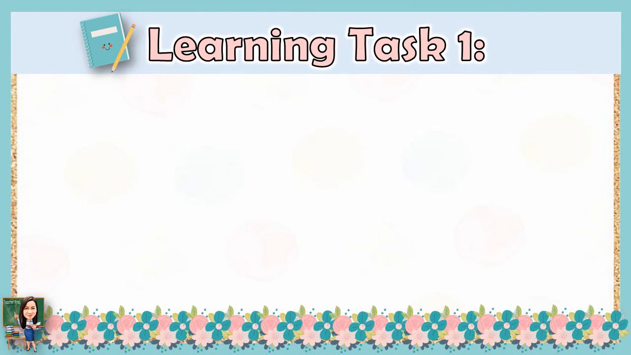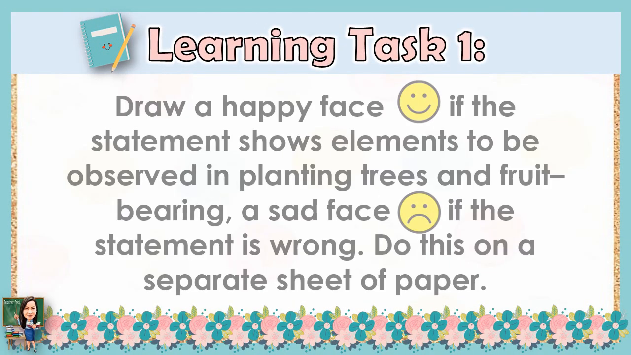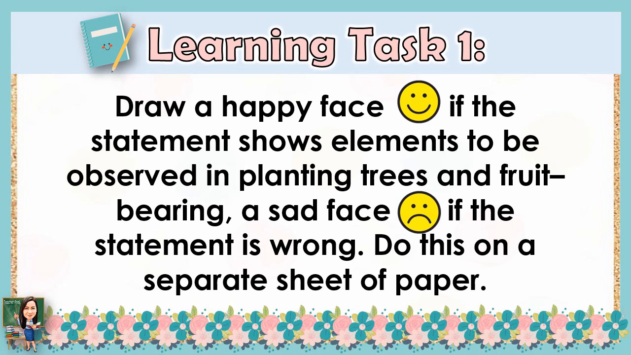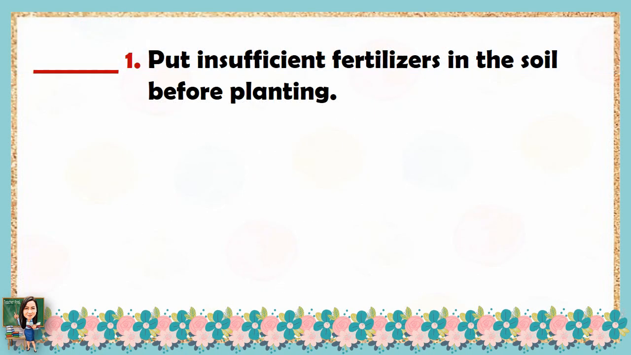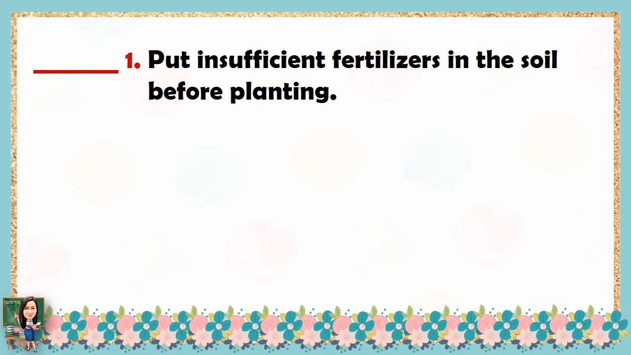And now let us proceed to learning task 1. Draw a happy face if the statement shows elements to be observed in planting trees and fruit-bearing trees, and a sad face if the statement is wrong. Do this on a separate sheet of paper. Number 1. Put insufficient fertilizers in the soil before planting. Is it a happy face or a sad face?